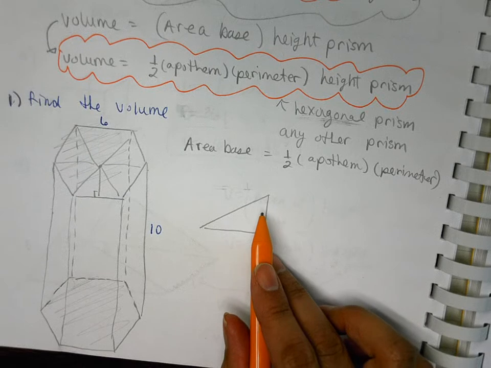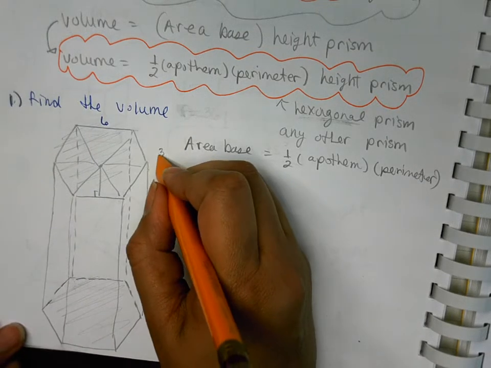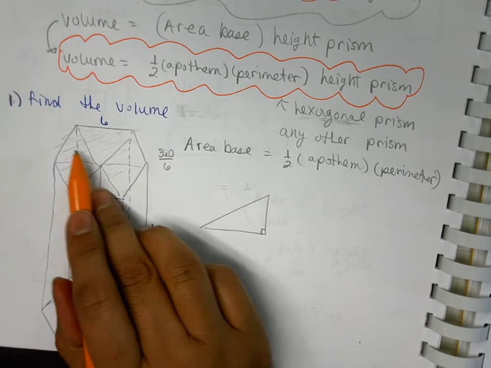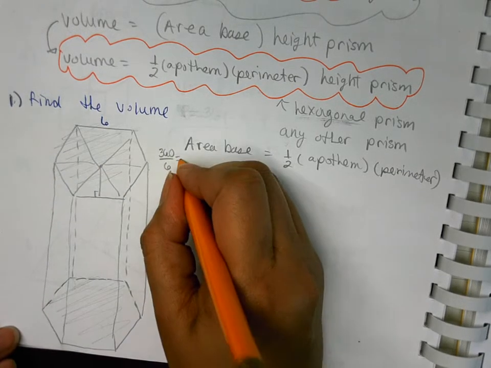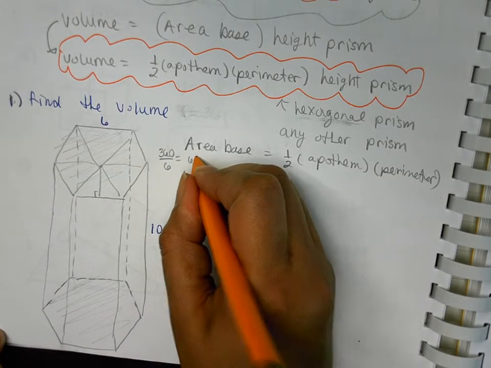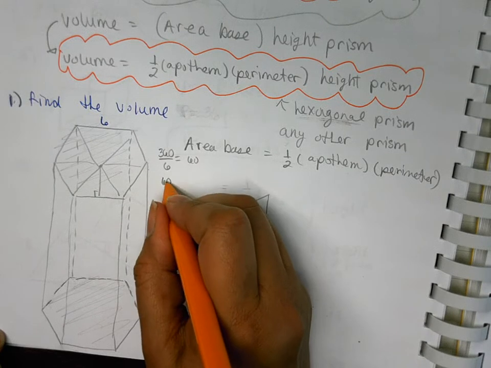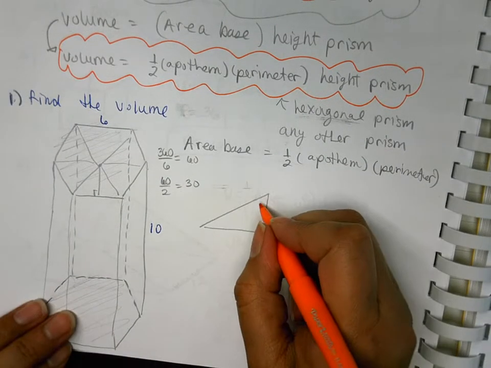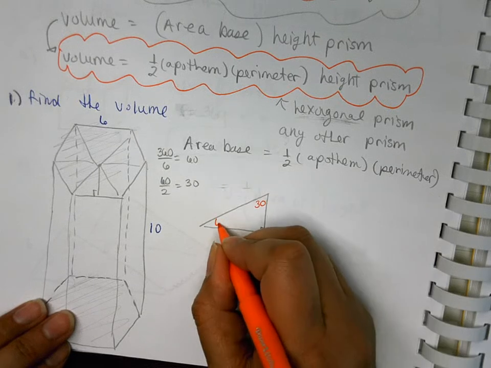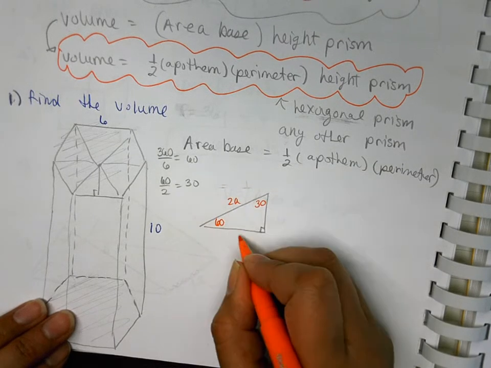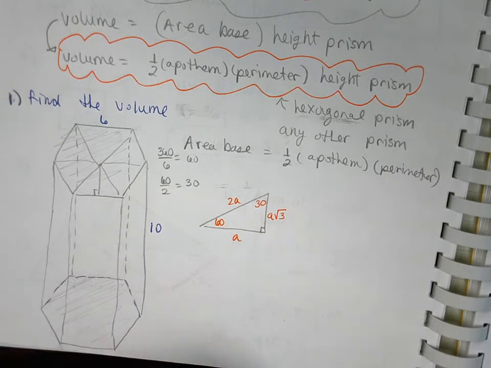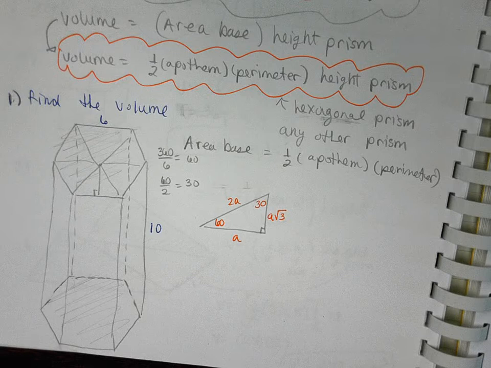How do I find that top angle? The same thing that we've been doing over and over and over. 360 divided by 6. 360, why 6? Because there are 6 sides, not because the length is 6. What's 360 divided by 6? 60. And then we take 60 and cut it in half, and that is 30. So mine was definitely not drawn to scale. 30, 60, 2a, a root 3.